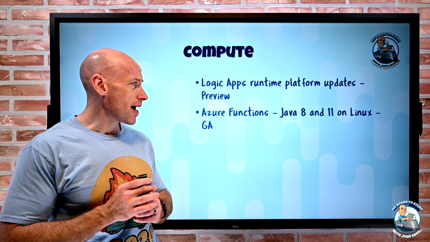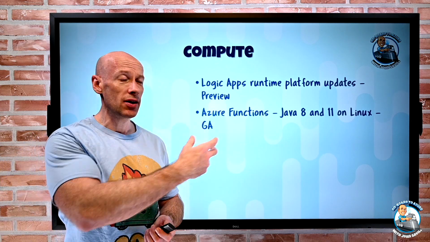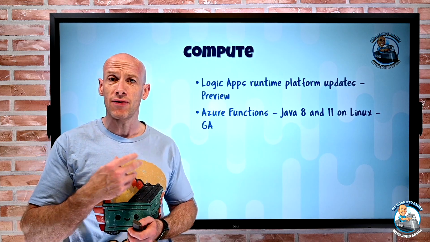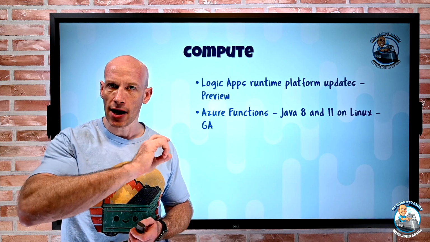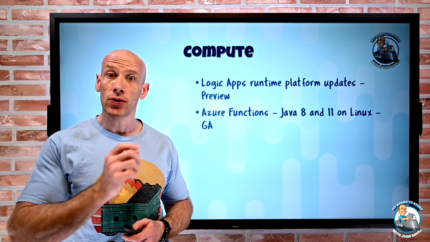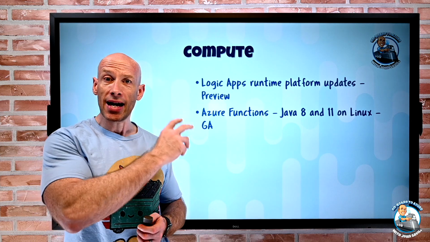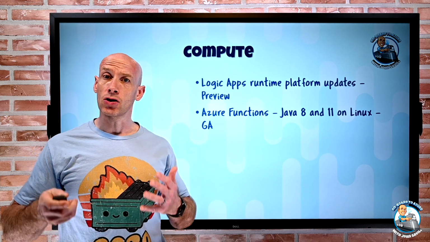Azure Functions, now Java 8 and 11 on Linux is generally available. So now when I create a function, I can always pick what runtime I want to use. You'll now see both Java 8 and 11 available as an option.